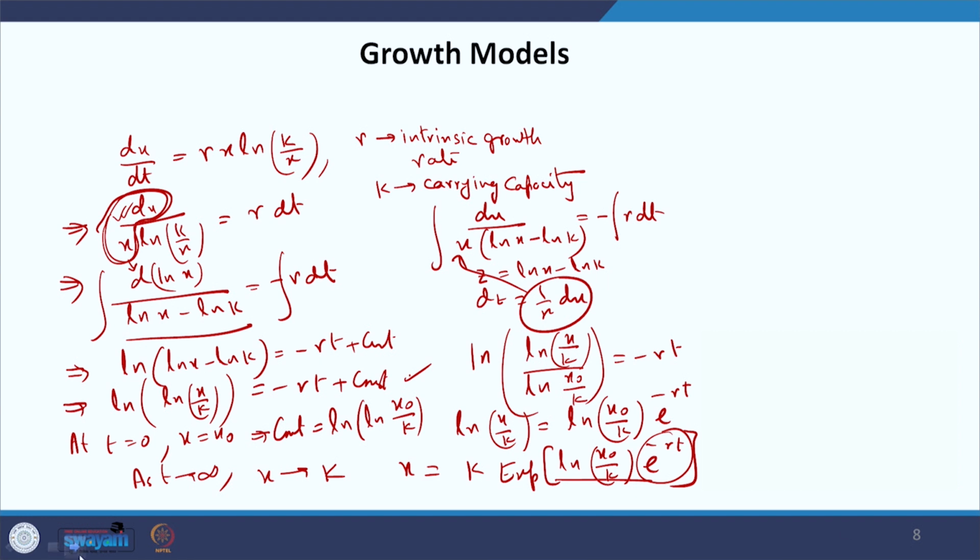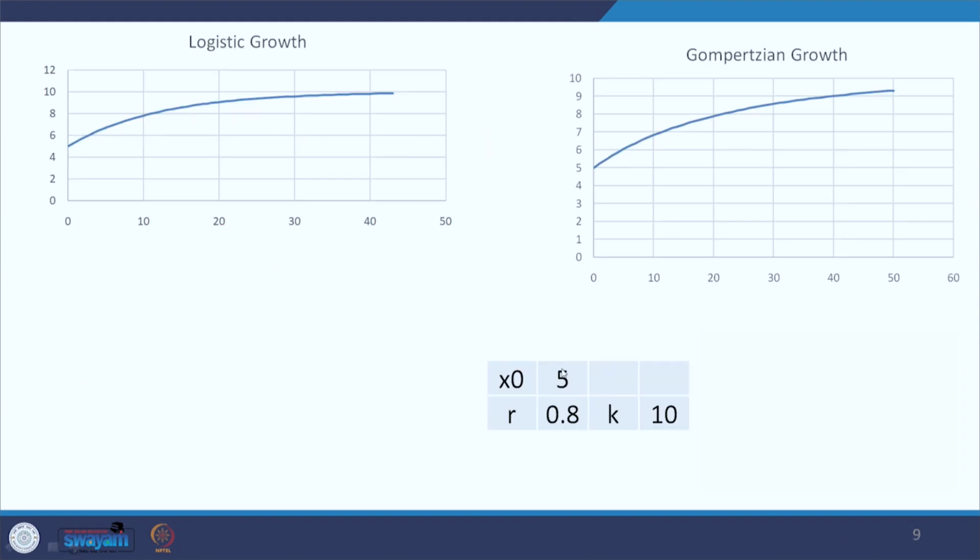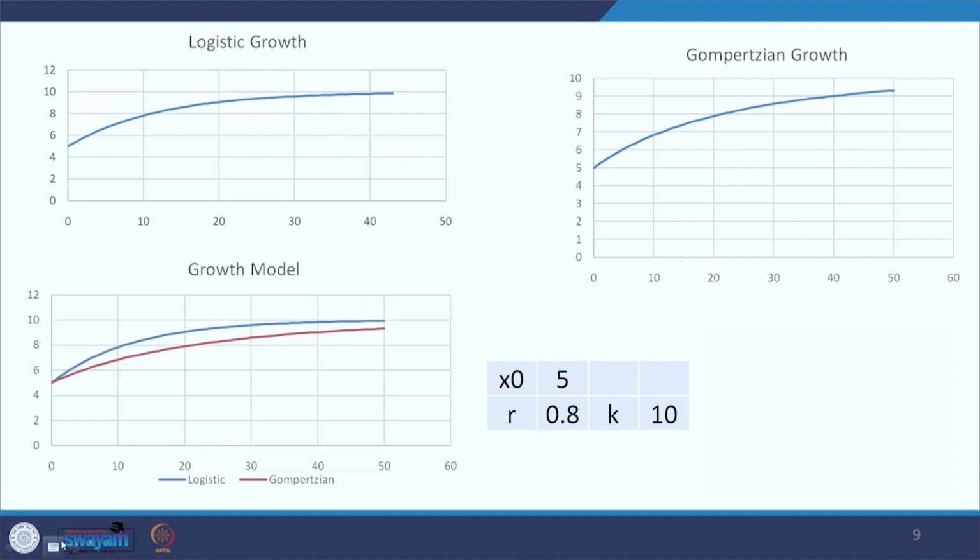Let's now compare. As you can see, I put the initial value to be 5, the intrinsic growth rate to be 0.8, and the carrying capacity to be 10. So both of them have started from the value 5, and this is what the graph looks like in case of logistic growth, in case of Gompertzian growth. Now if I compare both the graphs, you can see that both have started from this 5, and the logistic growth is a bit higher than the Gompertzian growth with the same set of intrinsic growth rate, carrying capacity and initial value.